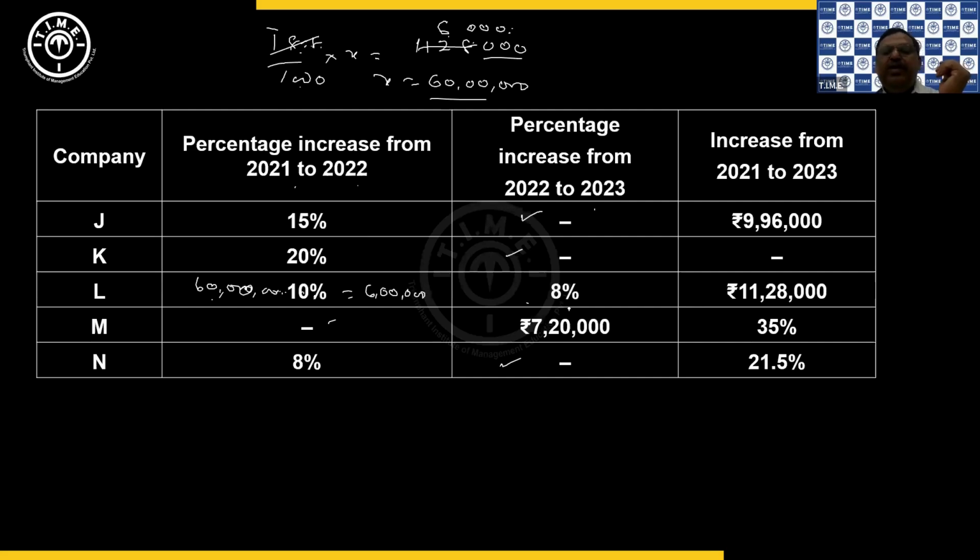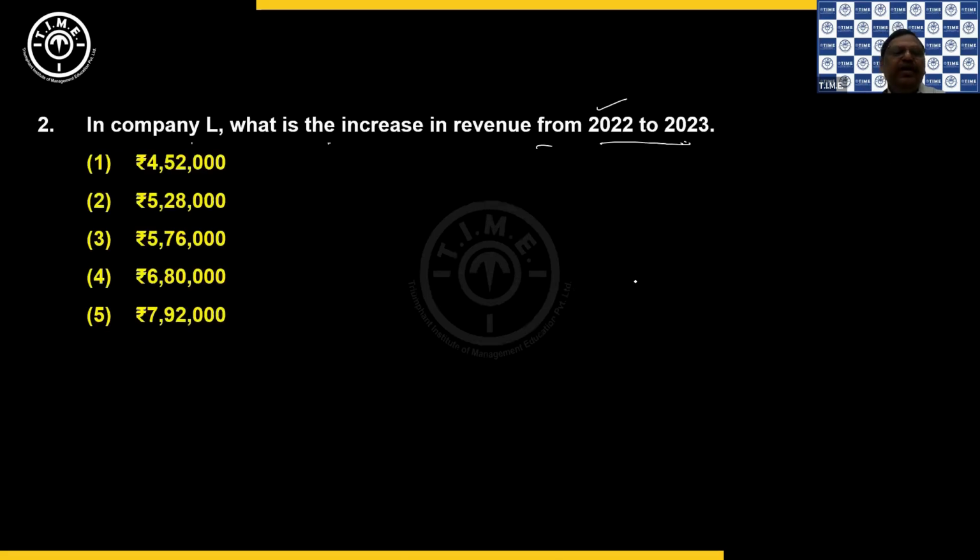But he's asking 23, so you can calculate 66 lakhs, 8% on that, not required. Total increase is 11,28,000. Out of this, if it is 6 lakhs here, the remaining 5,28,000 will be here. So the answer is 5,28,000. Choice 2. Let's move on to the third question.